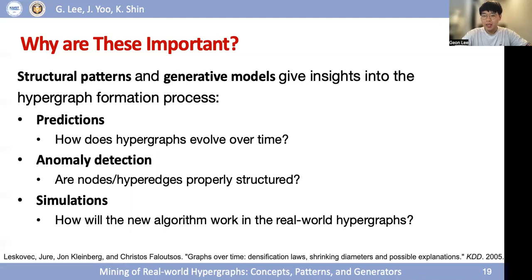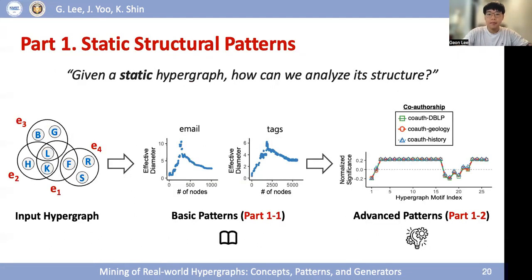In anomaly detection, if the pattern of some nodes or hyperedges do not follow the patterns that are commonly observed in the hypergraphs, then we can suspect them as anomalies. And for simulations, we can test our new hypergraph algorithms in many synthetic hypergraphs generated by the models, or we can run the algorithm in smaller hypergraphs by sampling from large ones.